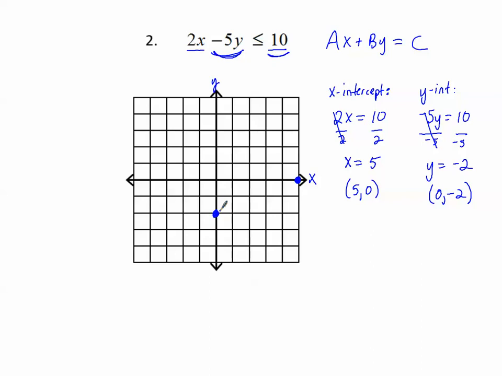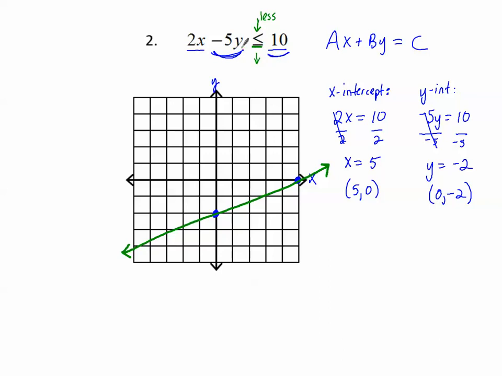Now I need to think of how do I draw my line. Well, notice I have an equal symbol right here. That equal symbol tells me to make a solid line. So I get my straight edge and I connect my points with a solid line. Put arrows. Now I need to know which way to shade. So I see that I have less than. This is a less than symbol, so it means shade down.